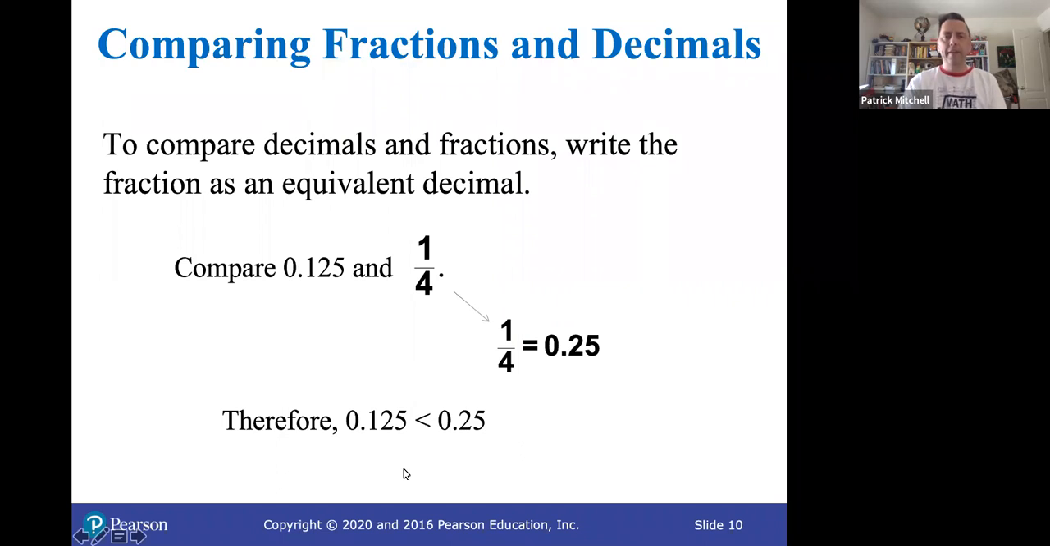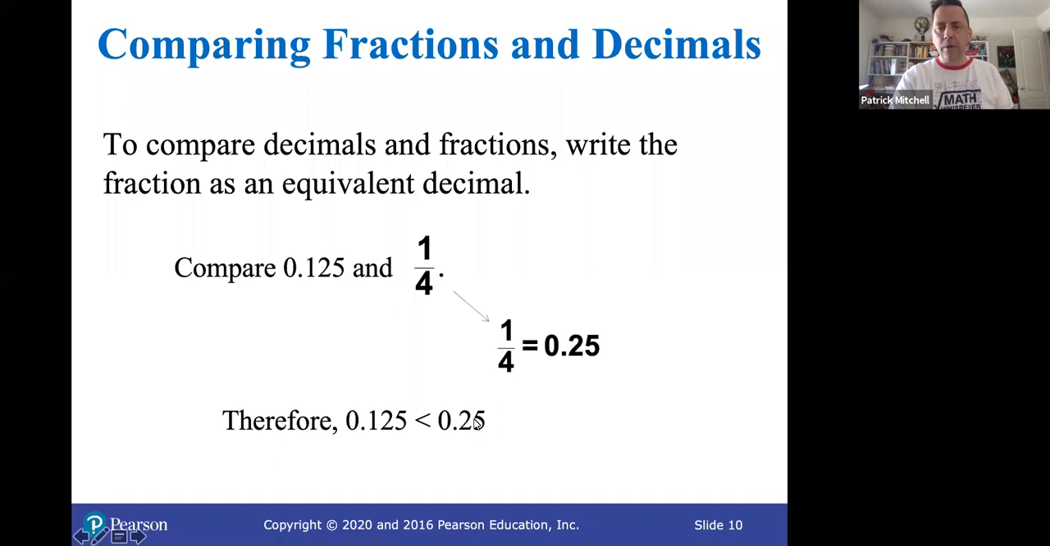All right, now we get to comparing fractions and decimals. To compare fractions and decimals, just write the fraction as a decimal. So for example, if you want to compare 125 thousandths and 1/4, change the 1/4 into a decimal, the way we just talked about. 1/4 as a decimal is 25 hundredths. And in an earlier section, we talked about how to compare these two decimals.